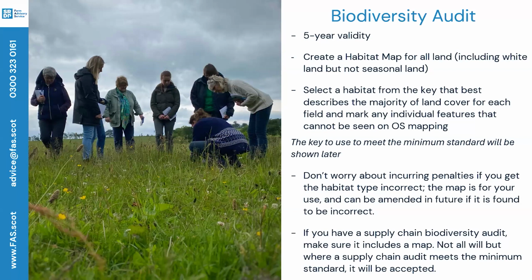So when creating this habitat map for your land, it should include all land, including white land, but not seasonal land. So what do we mean by white land? That's your land that is not currently mapped for agricultural purposes. Where a land parcel is mapped, you will have that land parcel ID, maybe starting NN, NO, NS. White land won't have that number, but it's still within your farm area. So farm woodlands may be a good example. That's your white land, and you can include that and should include that on your biodiversity map.